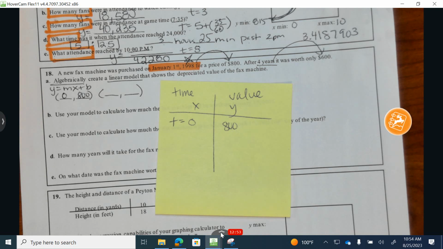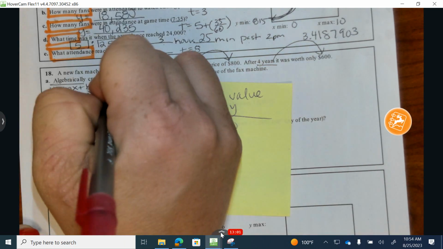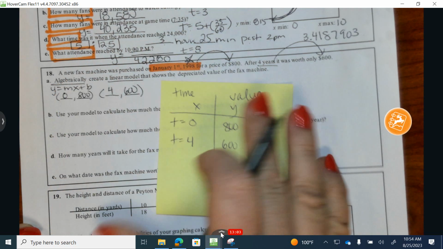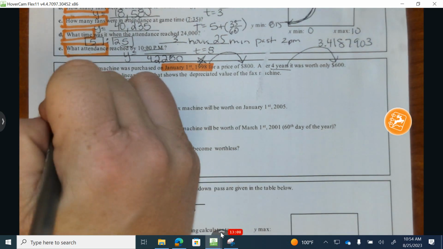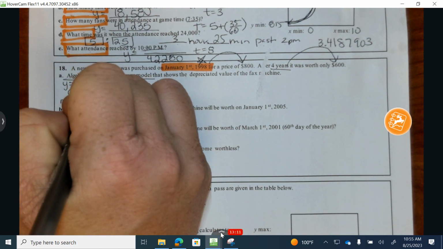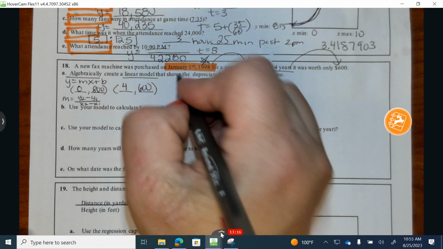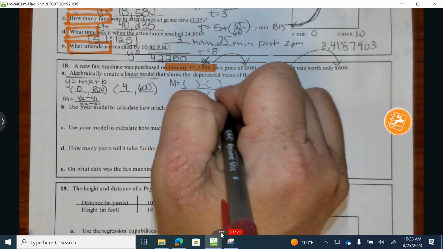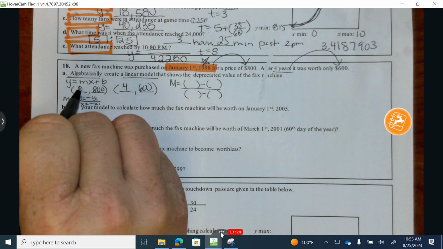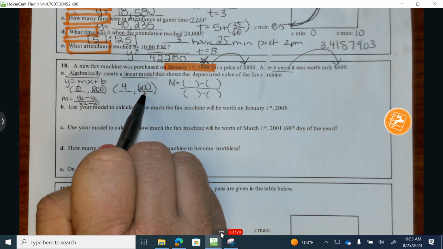What's the next fact that I'm provided up above? Okay, when t is 4, what is the value? 600. Now, it says you have to show your work using algebra. So I'm going to have you use the equation y sub 2 minus y sub 1 over x sub 2 minus x sub 1. Okay, I'm going to show my work, and I'm going to use a calculator to ensure I did it correctly. So this is x1 and y1 because it's my first point, and x2 and y2 because it's my second point.